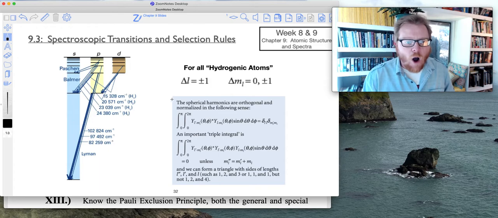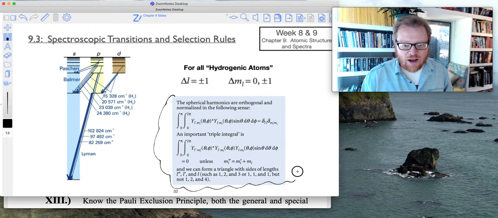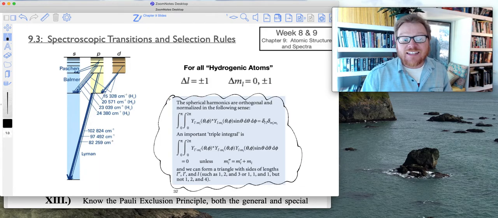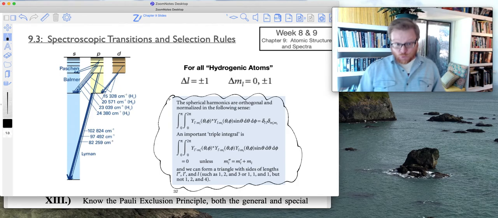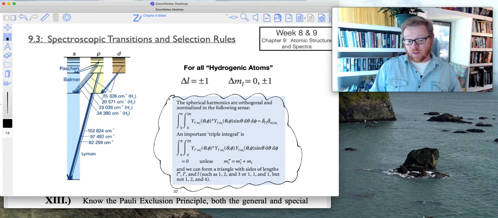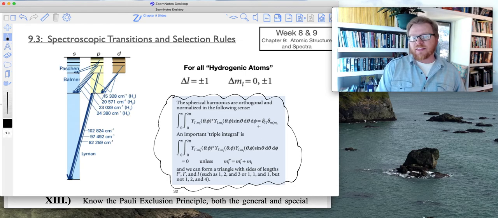So now all of this detail right here, this actually gives the mathematical proof for the fact that delta L equals plus or minus 1 or delta ML equals 0 or plus or minus 1. This is the mathematical proof that makes these things work. And I just wanted to point that out, and I'm not going to spend too much time with this, okay?